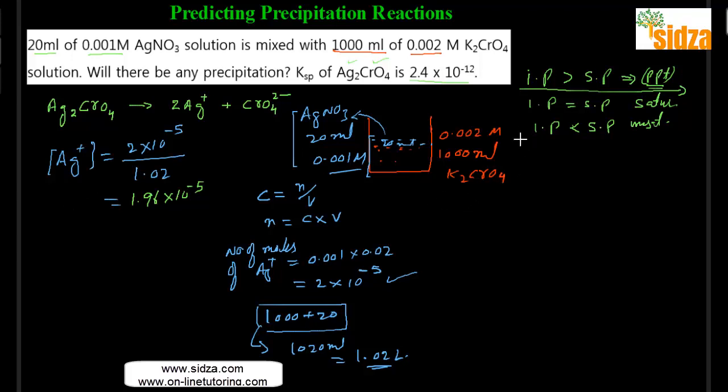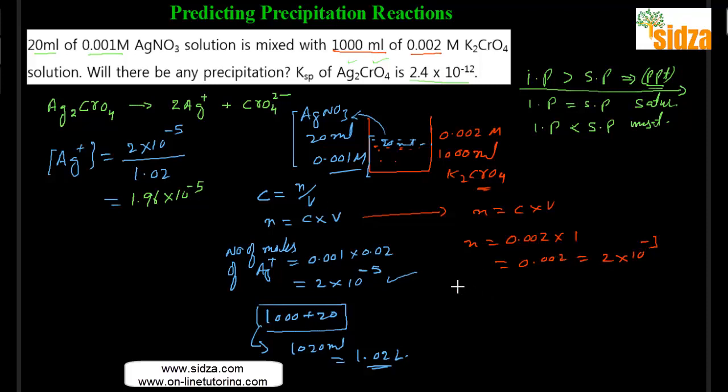And now what about the chromate ions? In the same way we can find out the chromate ion concentration. We have the number of moles equals concentration into volume, so we can use the same formula here. The number of moles will be equal to the concentration, 0.002, into the volume, which is 1000 mL, so I can say it is 1 liter. So again, it is 0.002, or 2 into 10 to the power negative 3. This is the number of moles of the chromate.